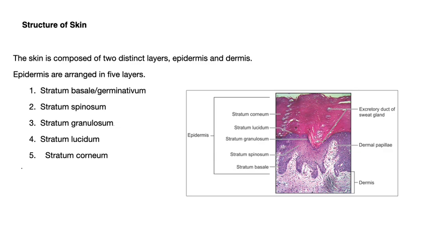The structure of the skin is composed of epidermis and dermis. Epidermis has 5 layers: the stratum basale, spinosum, granulosum, lucidum, and the corneum. You can see it on the diagram on the right side. These layers we can see. So this we will discuss in detail in the histology slides.